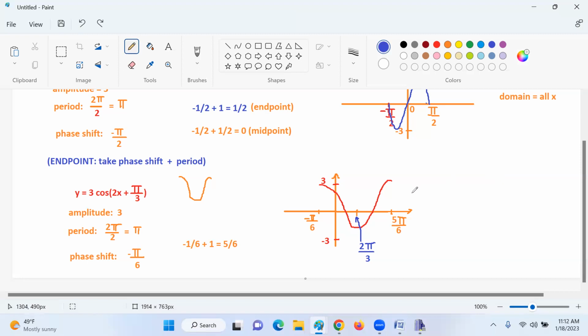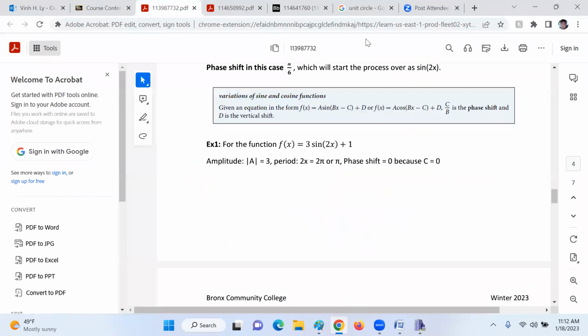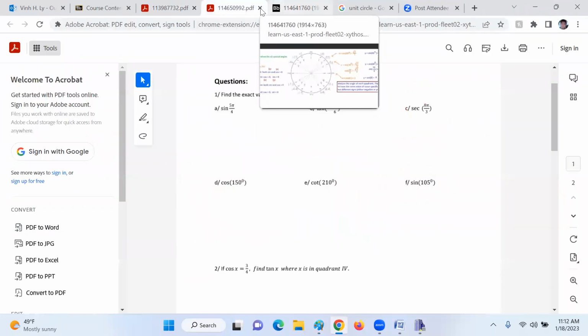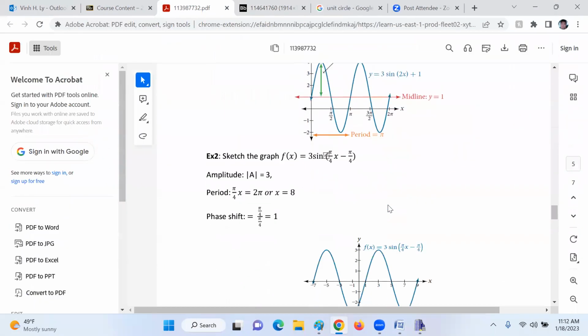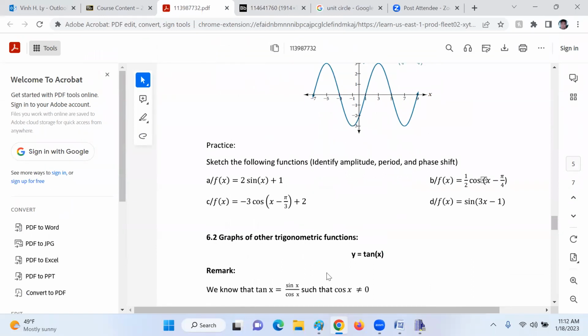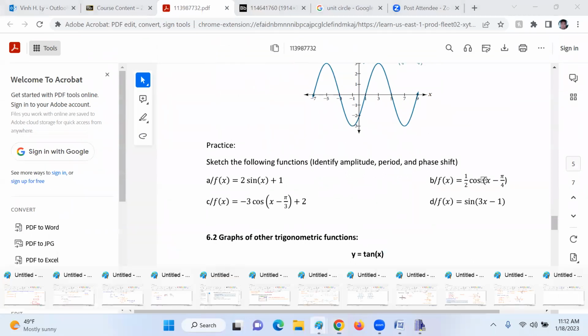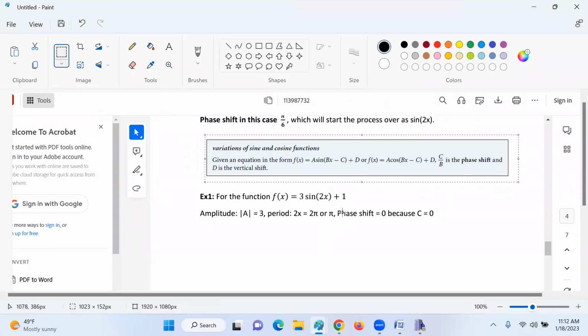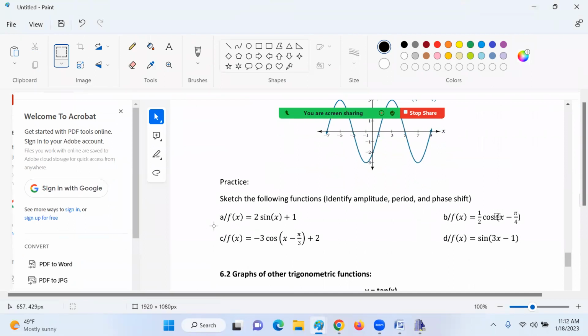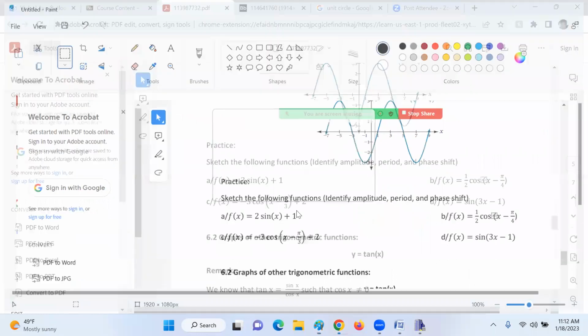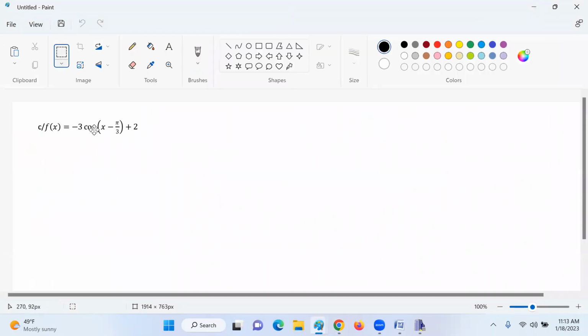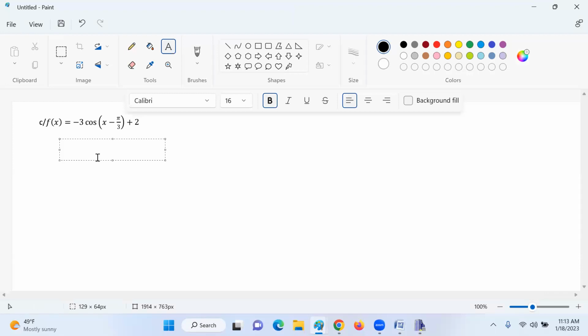You need one more example? Yes, okay, one more. What kind of example should I give? Let's say we do this one. Okay. Save it. All right. Okay, so this is what the function looks like.